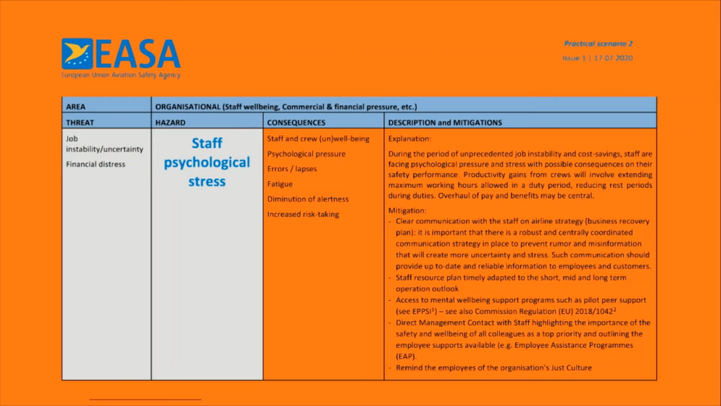As we said before, job uncertainty and financial distress could lead to psychological pressure that drives errors and lapses, fatigue, diminution of alertness, and increased risk-taking. The operator could establish a program to clearly inform the staff on airline strategy, and plan in advance a staff resource plan adapted to the short, mid and long-term operation outlook. Access to mental well-being support programs such as pilot peer support. Direct management contact with staff, highlighting the importance of the safety and well-being of all colleagues as a top priority and outlining the employee supports available. Finally, remind the employees of the organization's just culture.